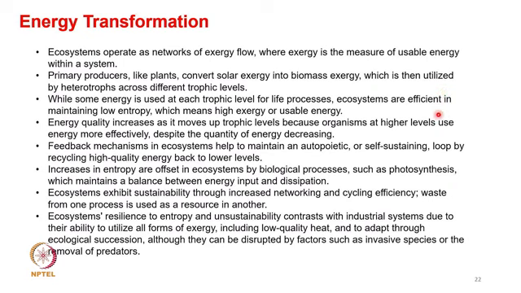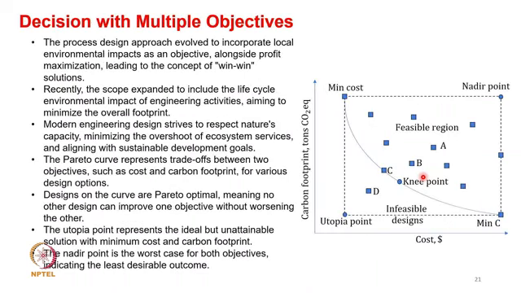While some energy is used at each trophic level for life processes, ecosystems are efficient in maintaining a low entropy, which means high exergy or usable energy. So, the energy quality typically increases as it moves up the trophic levels because the organisms at higher levels use energy more effectively. An increase in the entropy is offset in ecosystems by biological processes such as photosynthesis, which maintains the balance between energy input and dissipation.